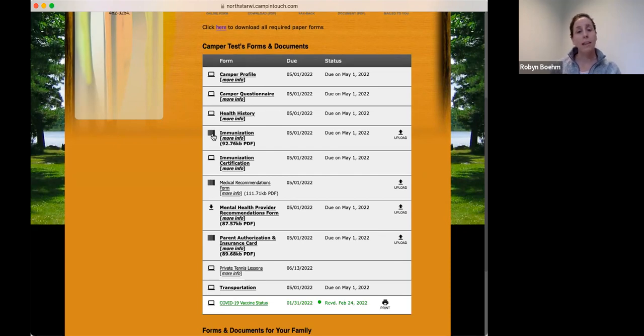So if you return it either by uploading it or faxing it back to us, our system is smart enough that it will categorize the form directly to your child, saving us some organization and streamlining the process for us. Happy to walk you through each of these, but do know there are different systems for how the forms get submitted.